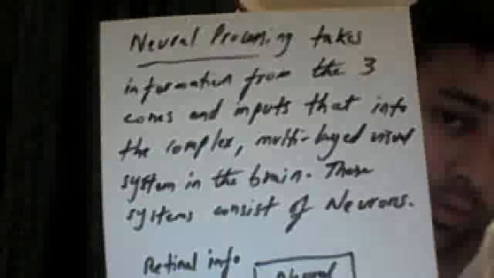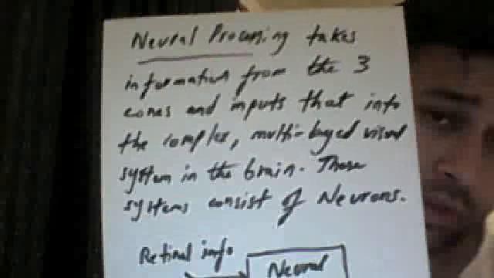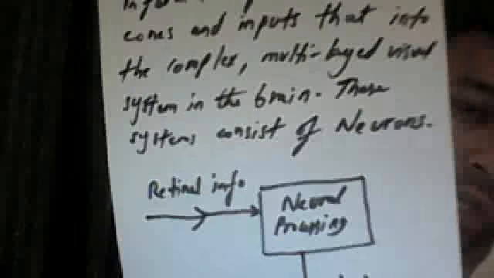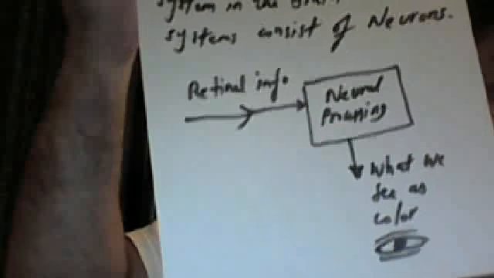The second part of the visual system is the neural processing. It takes the information from the retina and inputs it into a complex multi-layered visual system in the brain. This system consists of neurons. As you can see here, the retinal information goes into the neural processing, and the output is what we see as color.